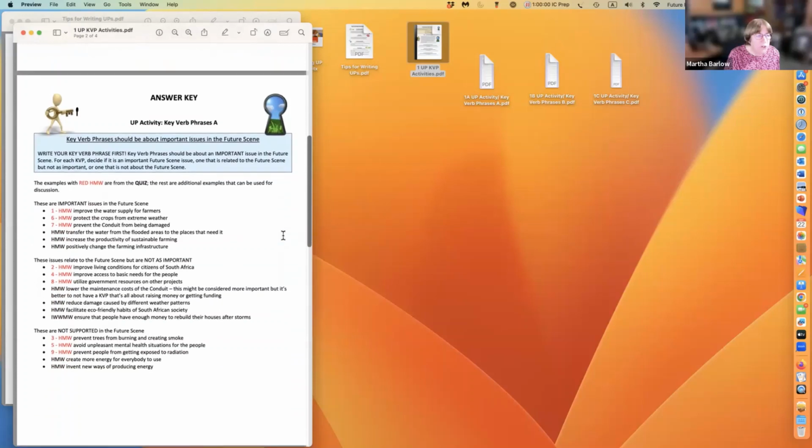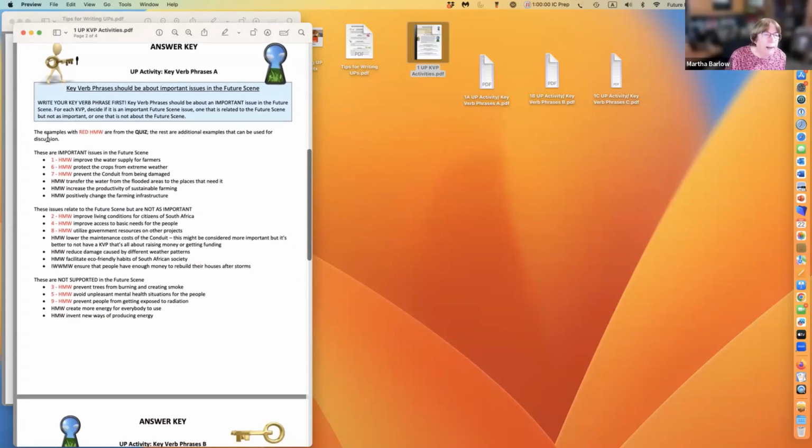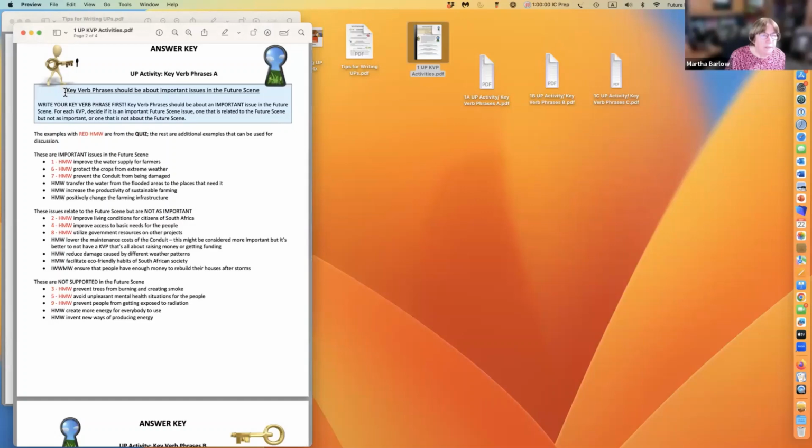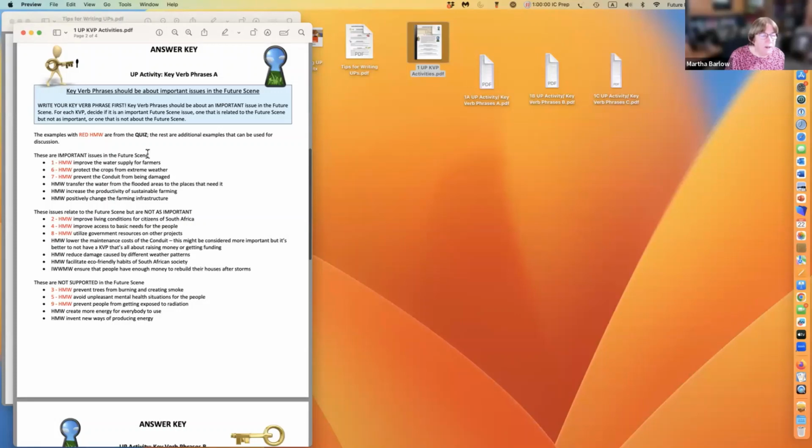What else it shows you here is that the first quiz is about key verb phrases should be about important issues in the future scene. The ones in red here are in the quiz. So these are important issues in the future scene. And by the way, this future scene was about environmental issues. Oh, what was the environmental topic? I can't think of it right off the top of my head, but a recent thing on environmental issues. So these are in the quiz.